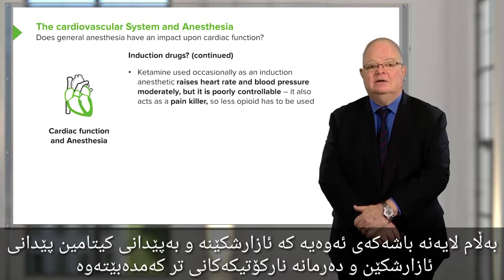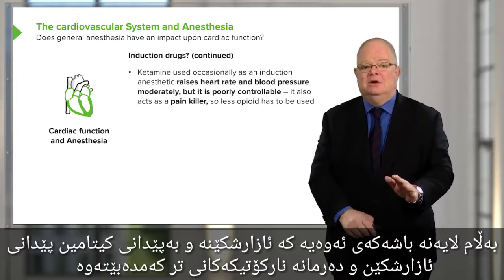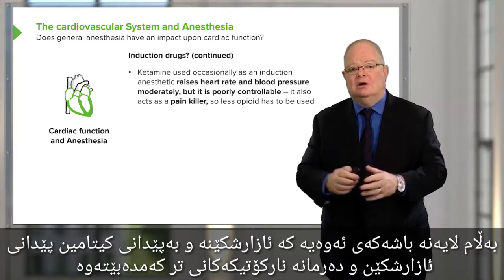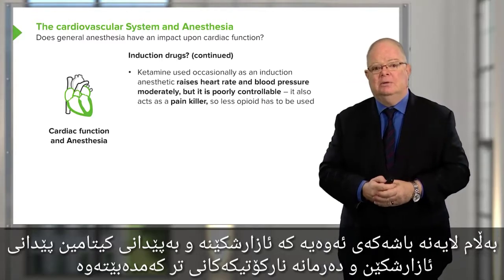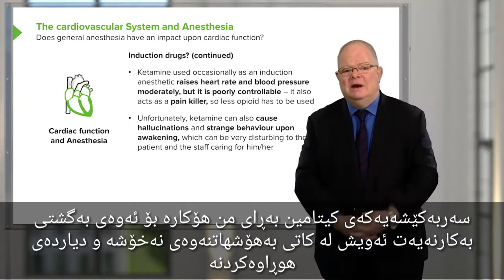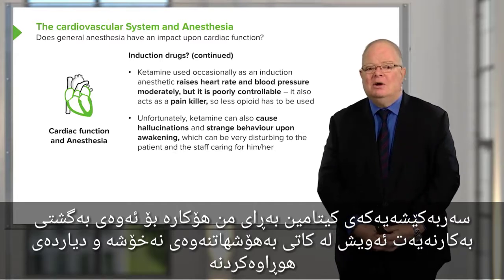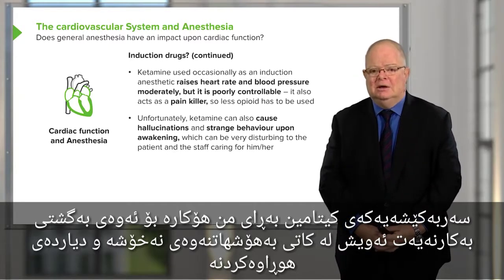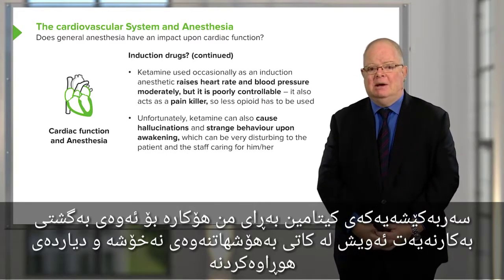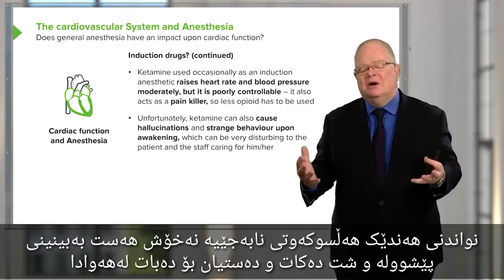On the good side, it acts as a painkiller. So less opioid needs to be used. You can give ketamine without a whole lot of extra narcotic on board. The problem with ketamine, and one of the reasons why it isn't as widely used as it might otherwise be, is that people have what are called emergence phenomena when they start to wake up from ketamine, which can include hallucinations and quite strange behavior.